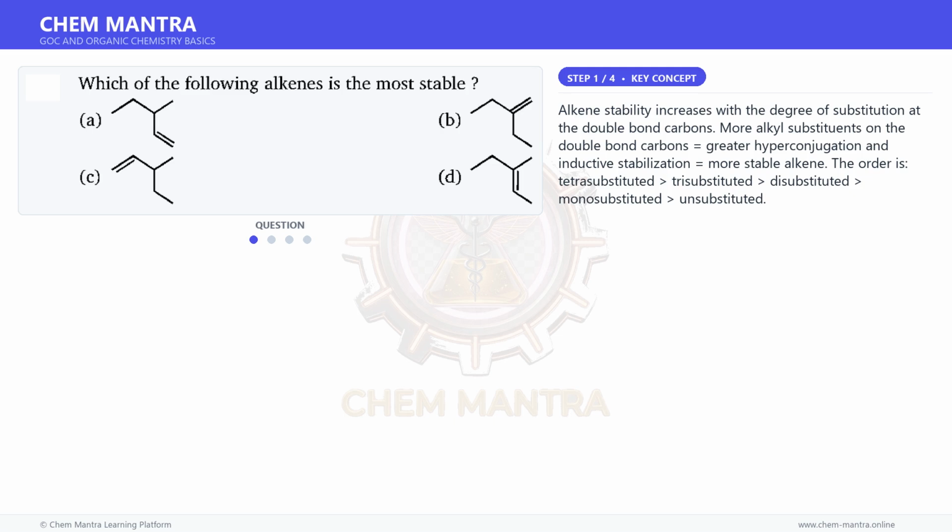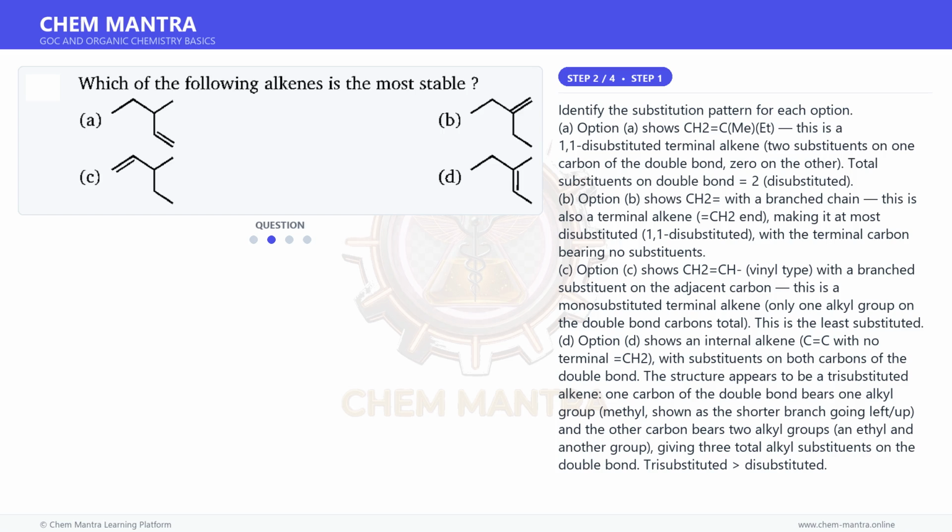Alkene stability increases with the degree of substitution at the double bond carbons. More alkyl substituents on the double bond carbons equals greater hyperconjugation and inductive stabilization, which equals a more stable alkene. The order is tetrasubstituted, trisubstituted, disubstituted, monosubstituted, unsubstituted. Moving on to the next step.